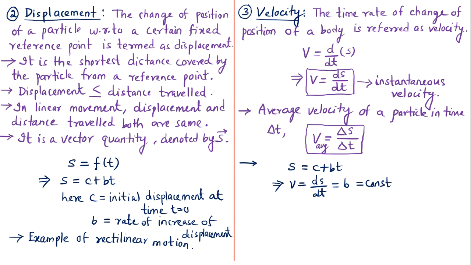rate of change of displacement. Rate of change of displacement is only velocity, isn't it? That's why b is known as the rate of change of displacement. In the previous example, b is the constant, and b is the velocity. Clear? And what is the unit of velocity? Unit of velocity is meter per second. Clear?